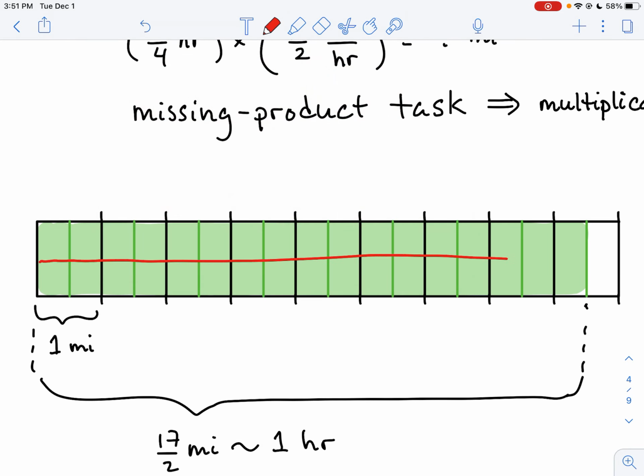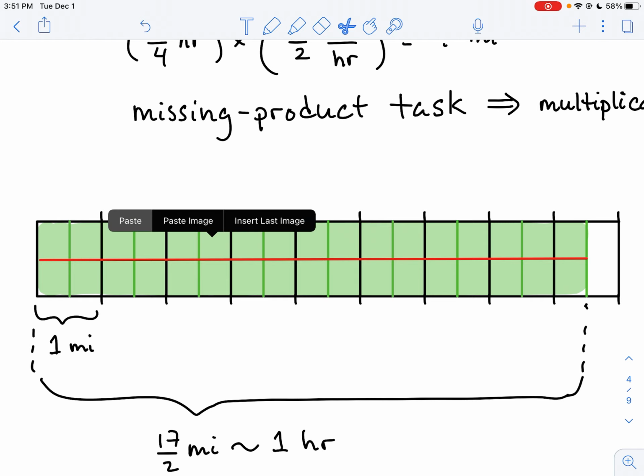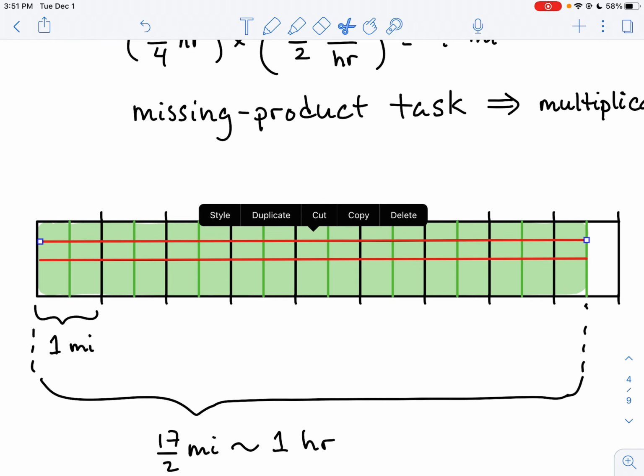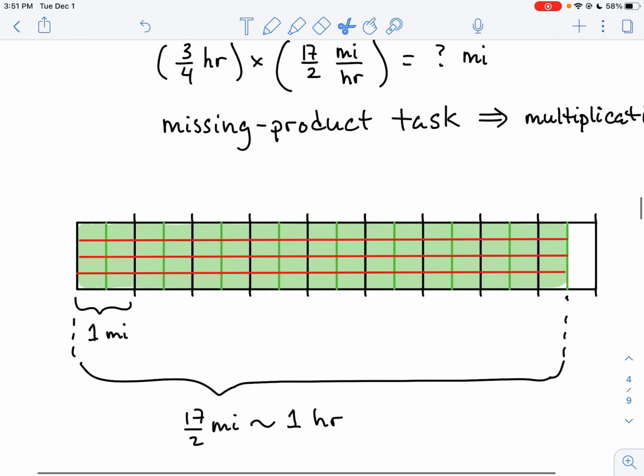I'm going to cross partition this. Let's do just a different color here. Let's first cut in half. And I'll try to make this one look a little bit more precise. There we go. I'm going to copy, paste this. Now cut each half in half. That looks decent enough.